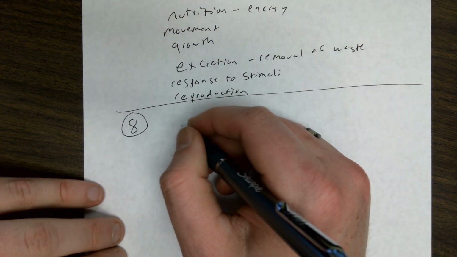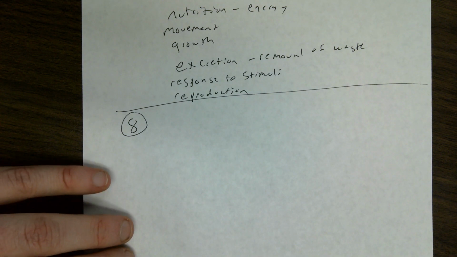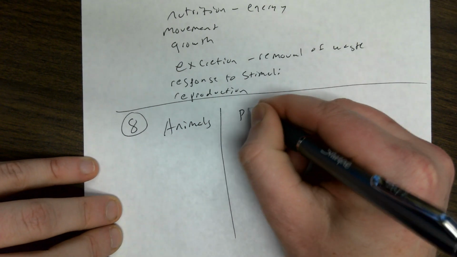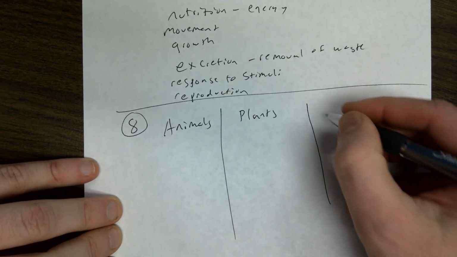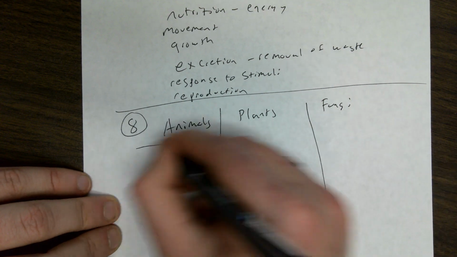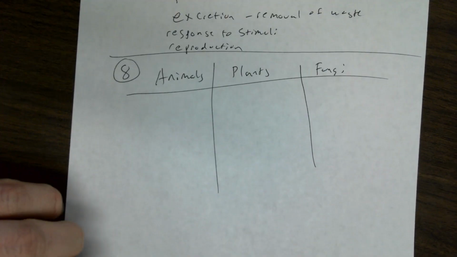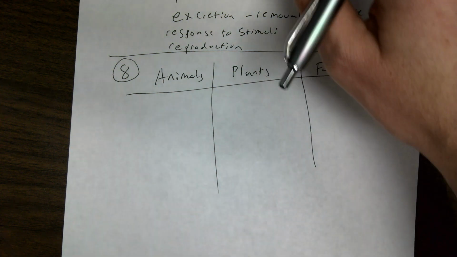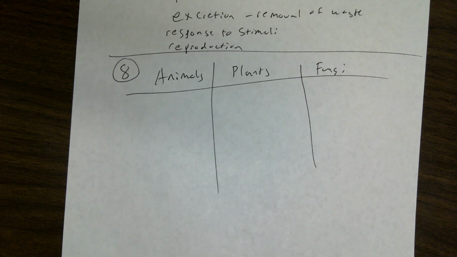This is our animals versus plants versus fungi. For this one, we're talking about what the differences are. And remember, when we do a T-chart, you need to specifically say that the other ones don't have it. It's not enough to just say this one has it. You also need to say the other one doesn't have it.